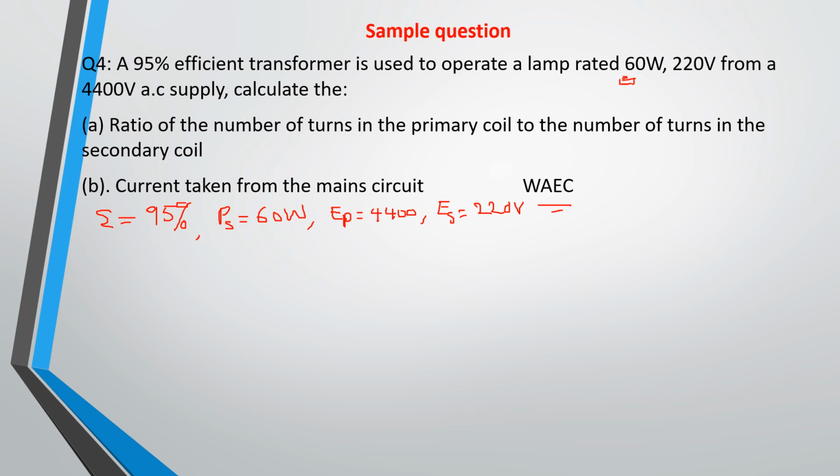Alright, so here we are asked to find the number of turns. Number one is the number of turns, which is given to us as the ratio, all over this.